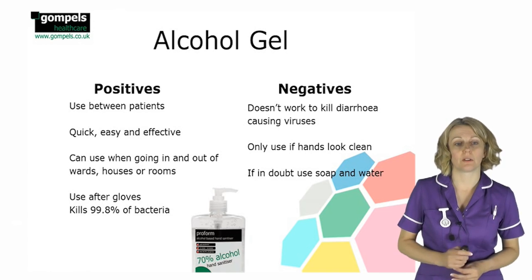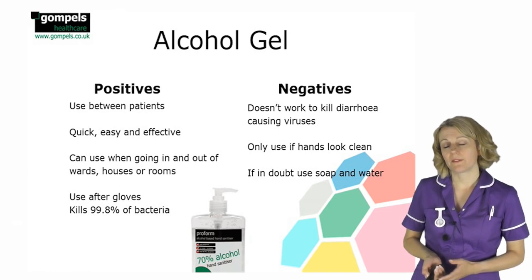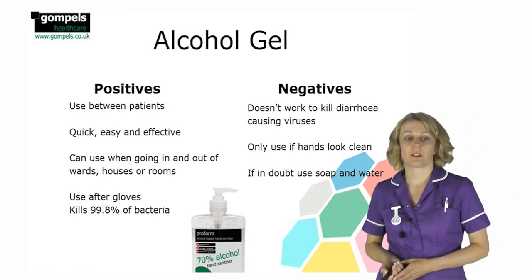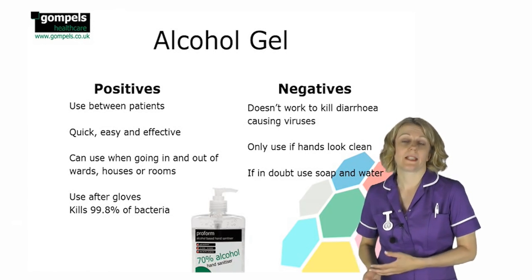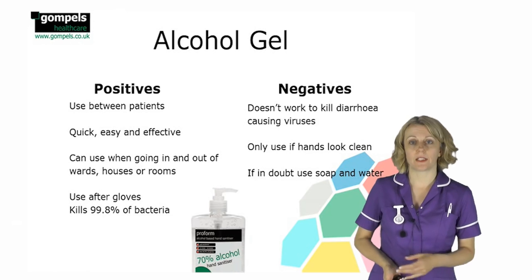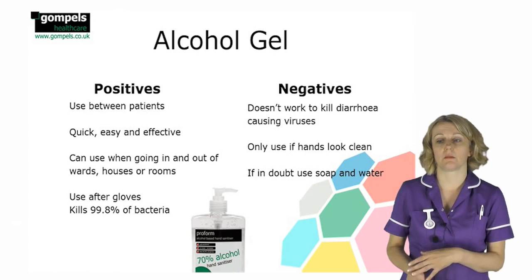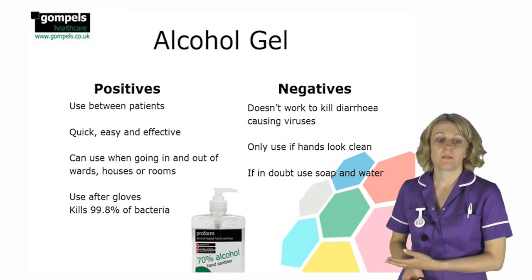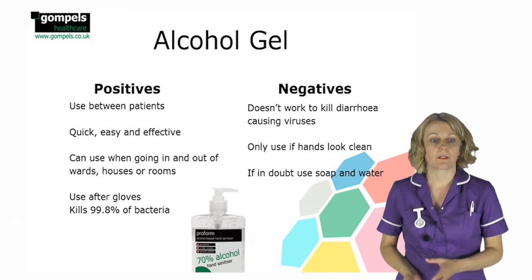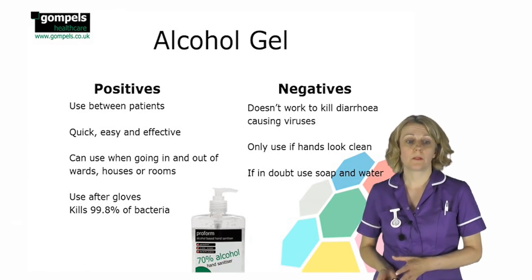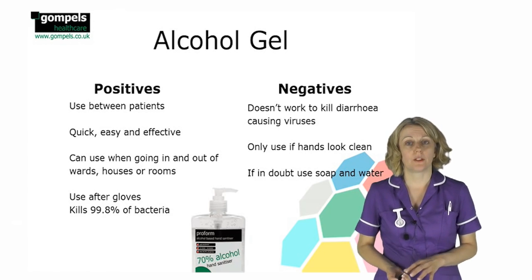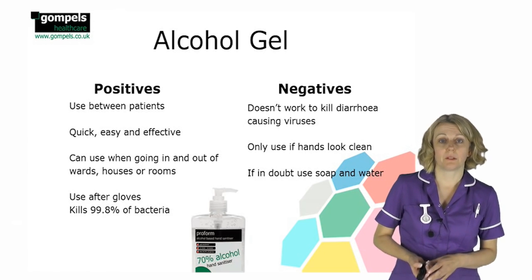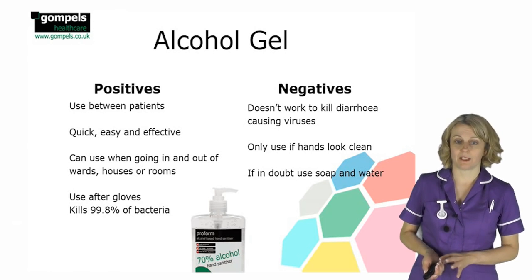And then looking at alcohol gel, there are positives and negatives to the use of alcohol gel. So positives, essentially it's very simple, quick and easy to use, and you can use it between patients without having to go and wash your hands at a basin. And you can use it when you go in and out of a ward or a room or a house even, if you're a community worker. And if you use it after gloves, it will kill 99.8% of bacteria.